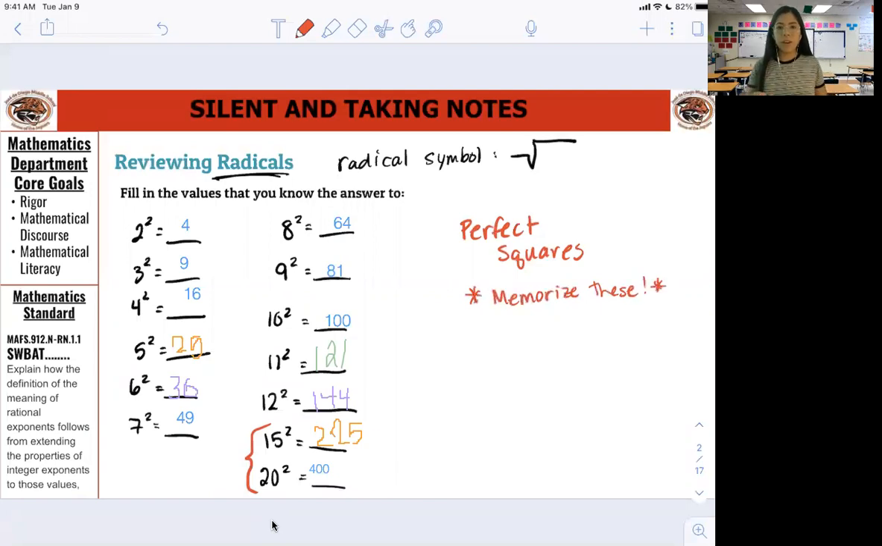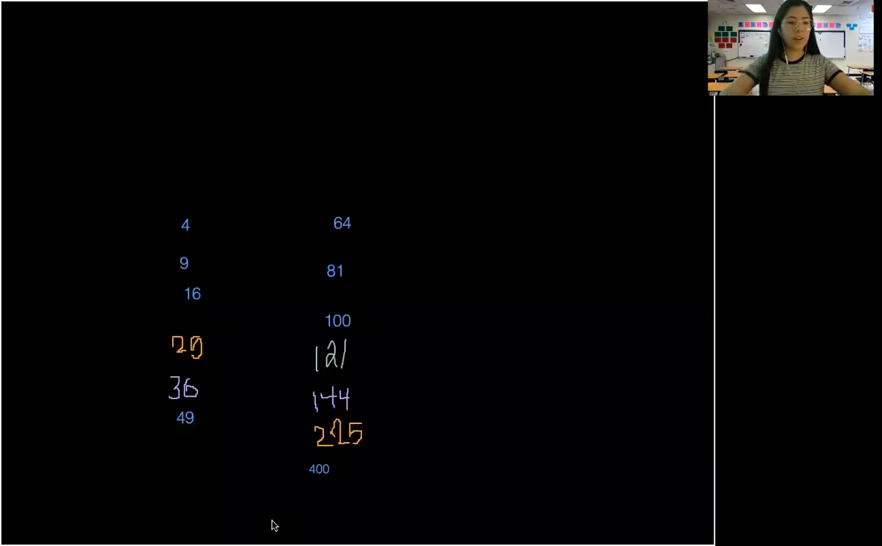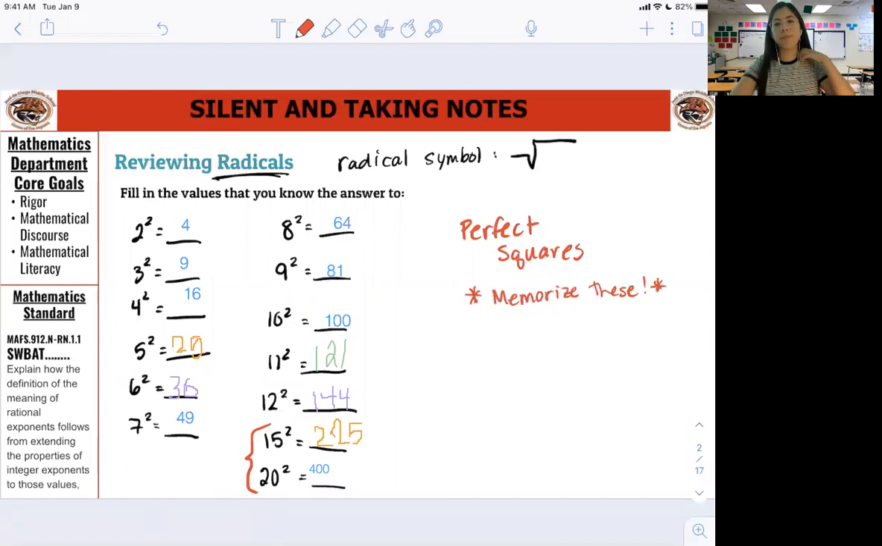Okay. Now, the square root or the radical, oops, sorry, disconnected a little bit. Is it going to come back? Yes, it is.